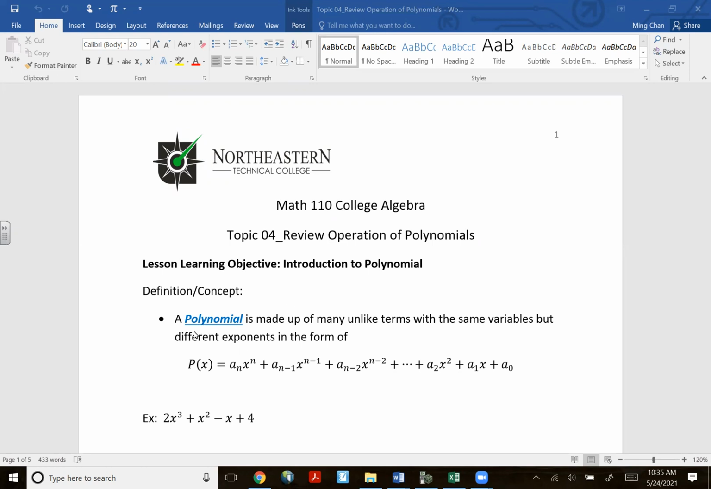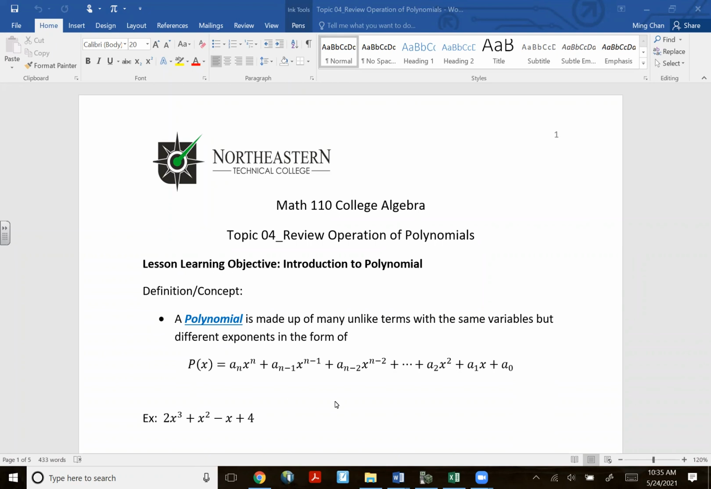So what is a polynomial? As you can recall, a polynomial is simply something made out of many unlike terms. What is special about them is that a polynomial has many unlike terms, but they all have the same variable. They are unlike terms because all the exponents are different.